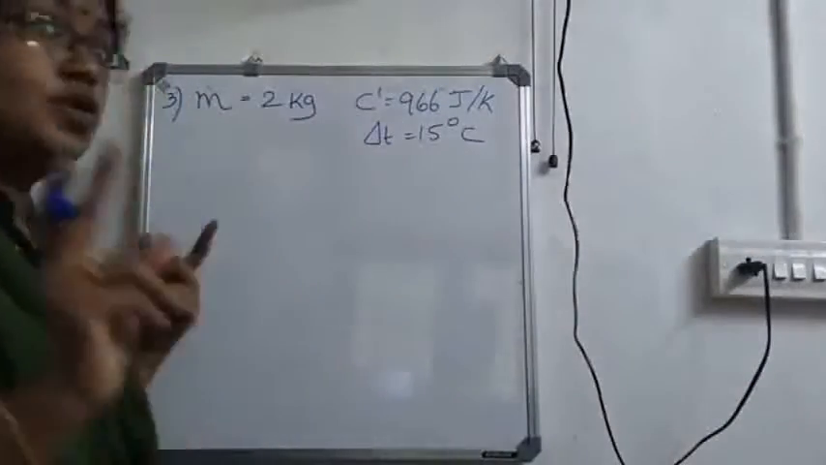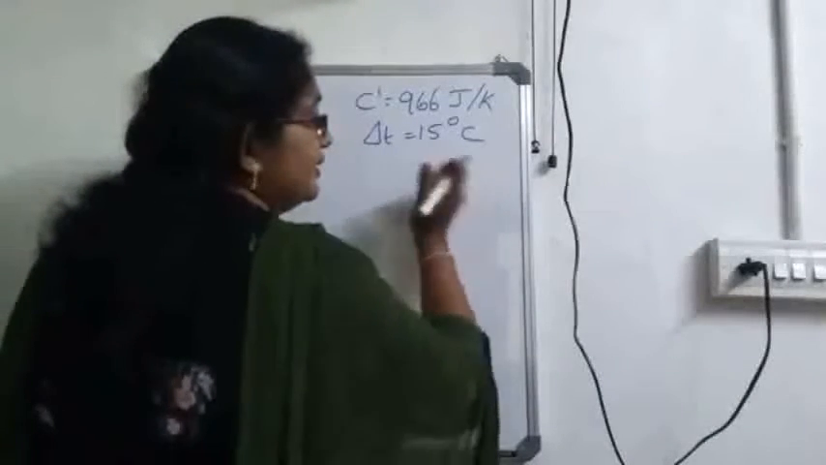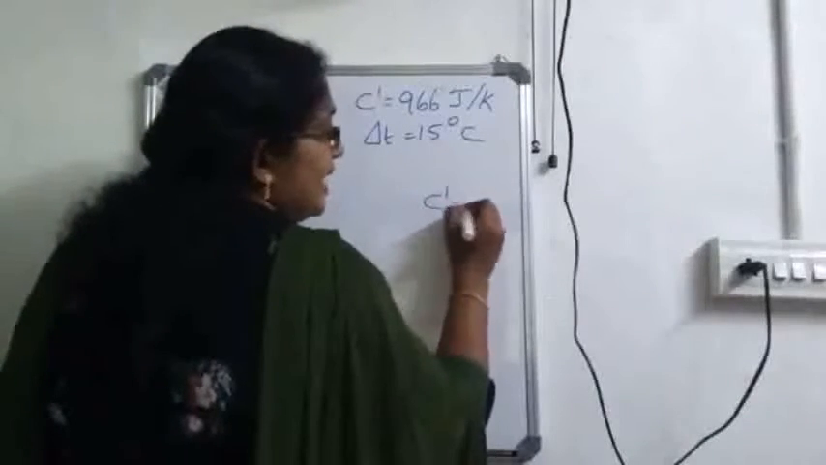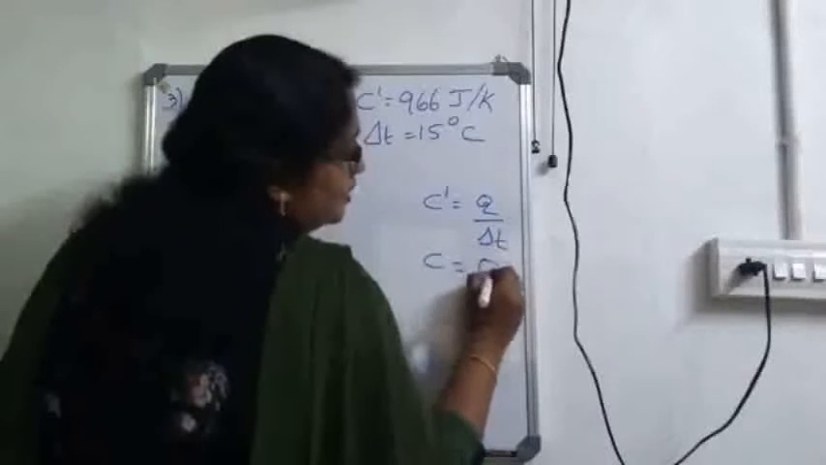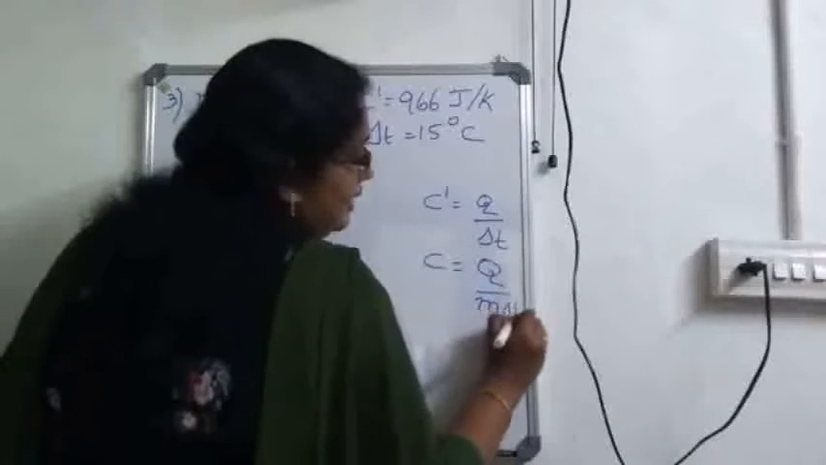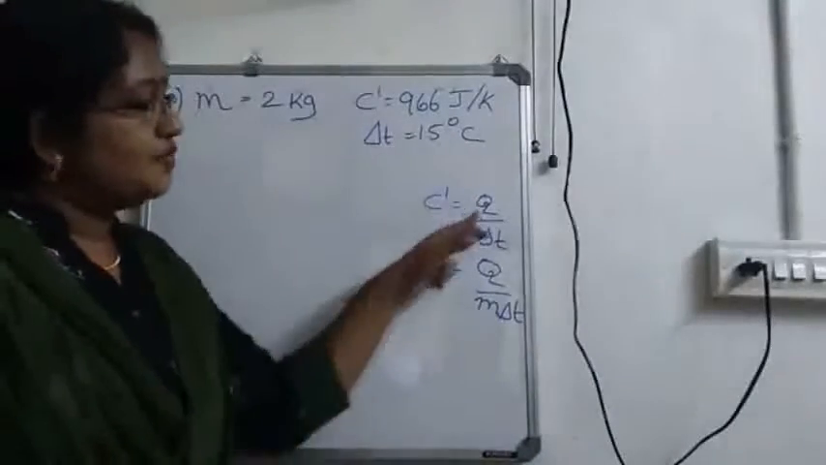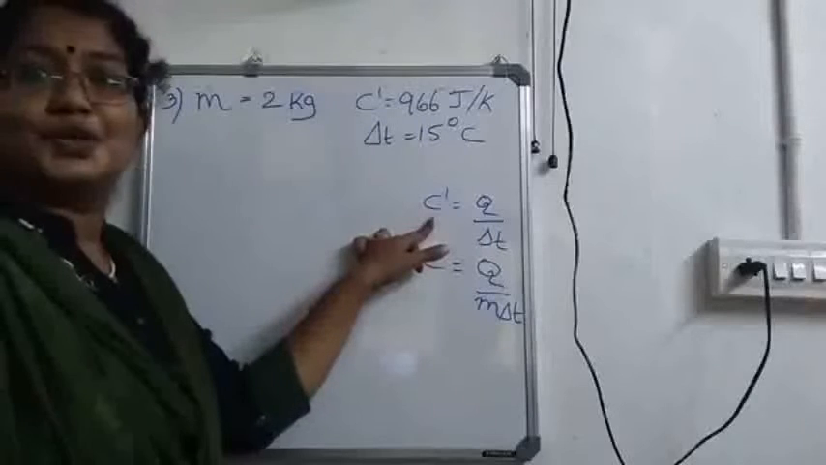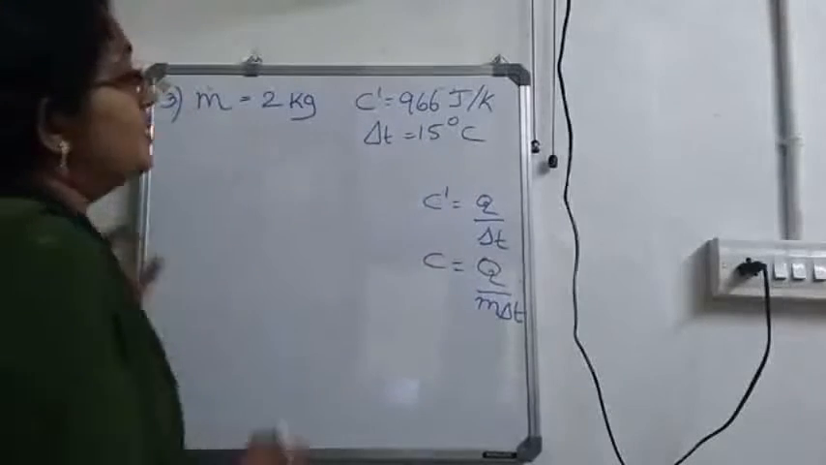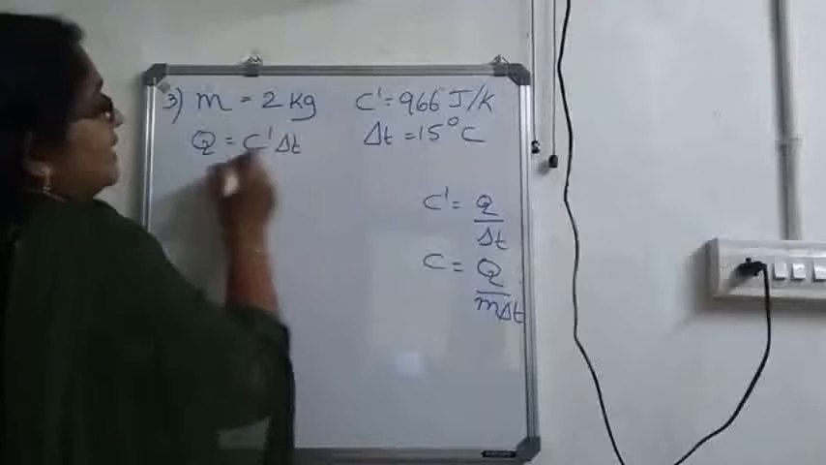In heat energy, we know two equations. We learned C dash is equal to Q by delta T, and C is equal to Q by M delta T. From both these we will get the value of heat. So, which one should I use here? Since C dash is given, it is better to use the first equation. So, Q is equal to C dash into delta T.